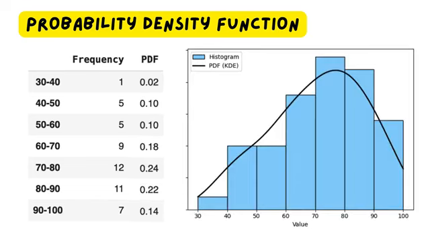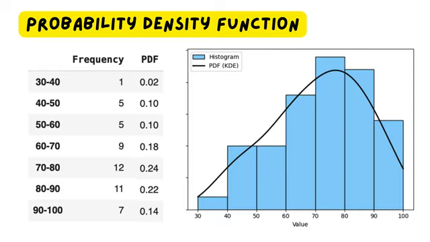Think of the PDF as the smooth version of our histogram, like this for our case. The histogram tells us how many students fall into each range, but if we want a continuous curve instead of bars, we get the PDF.